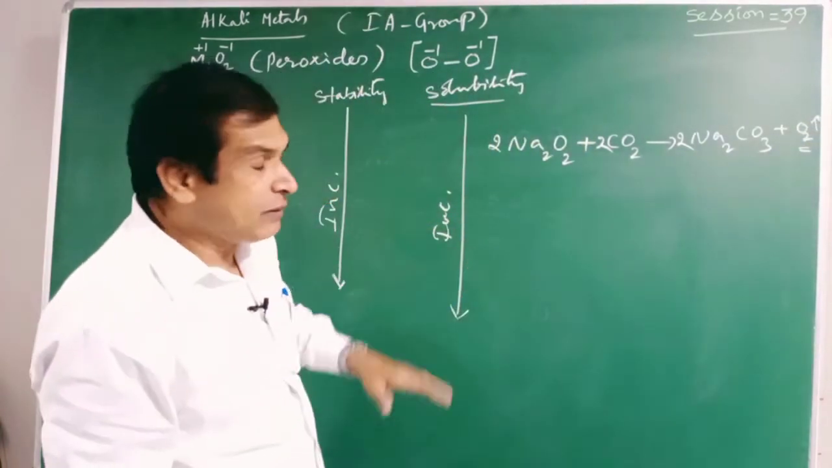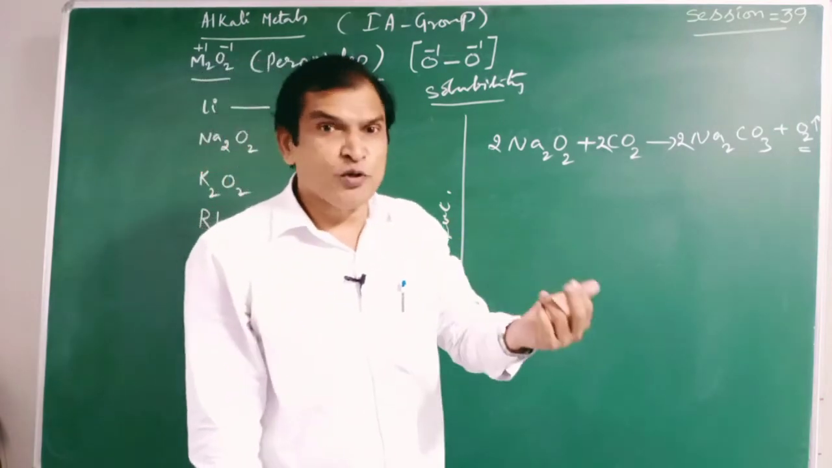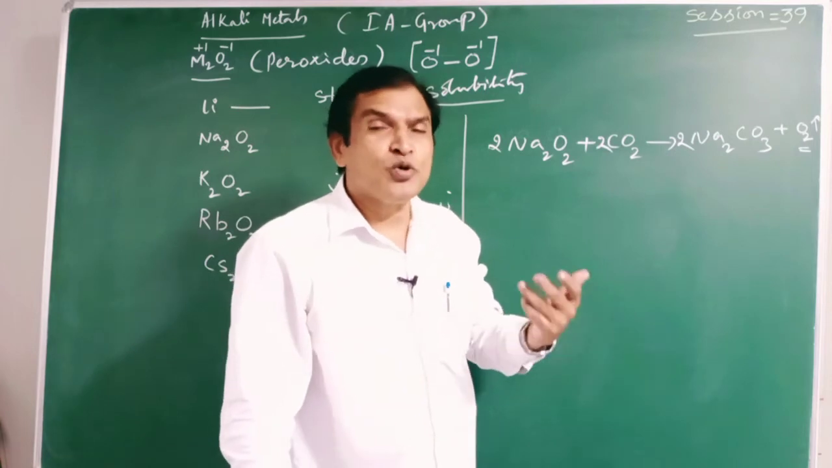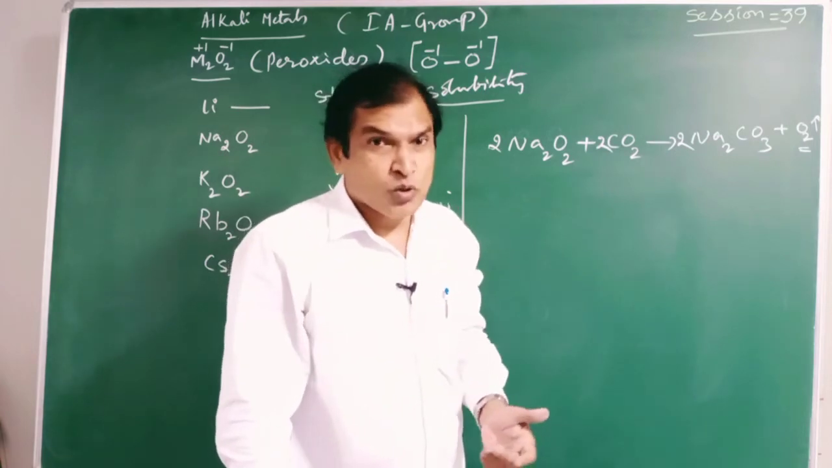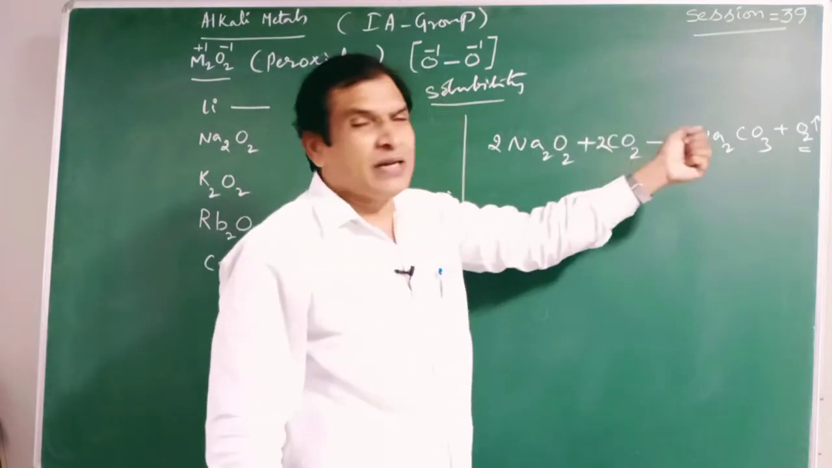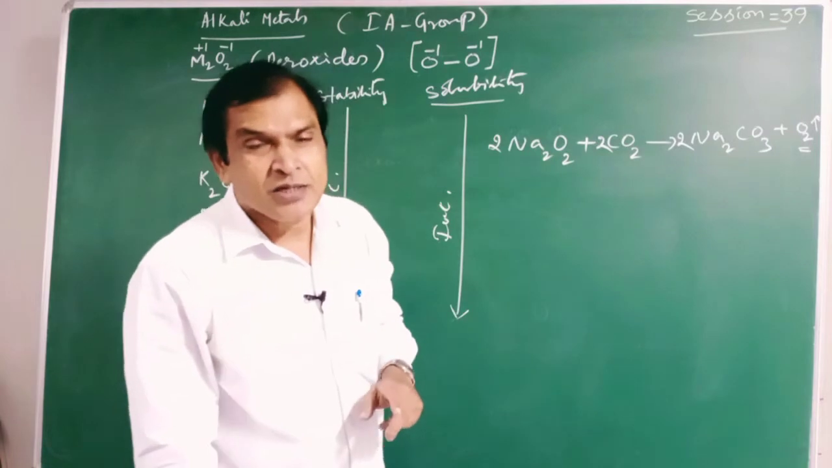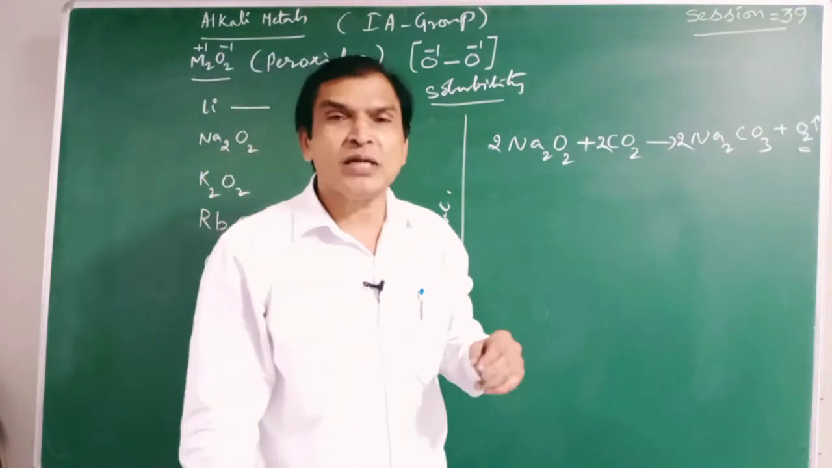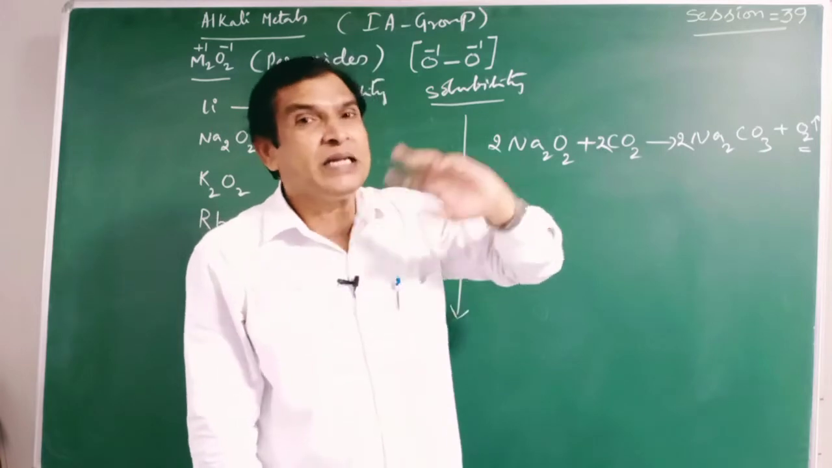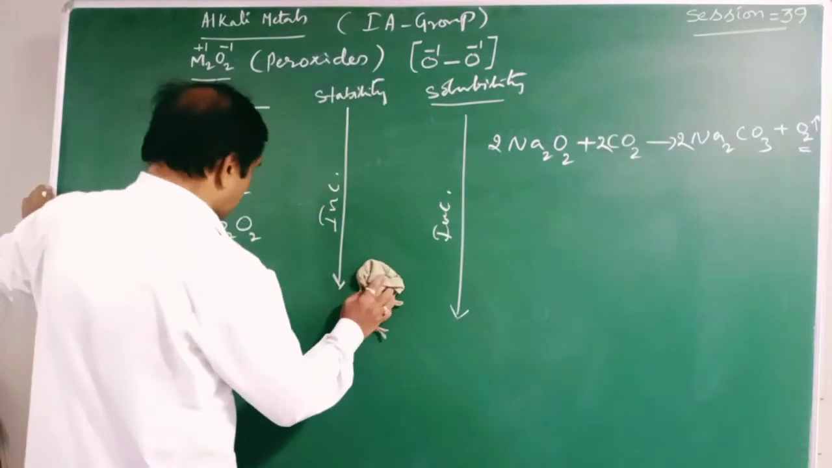The important property: remember, peroxides are used as air purifiers. Where are they used? In submarines, because they absorb carbon dioxide gas and liberate oxygen. That is one important point.